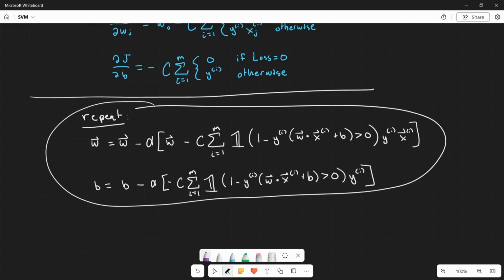All right, so going back to our whiteboard, let's look at this section for our w vector. If our loss is greater than 0, then we're going to want to use this yi xi.